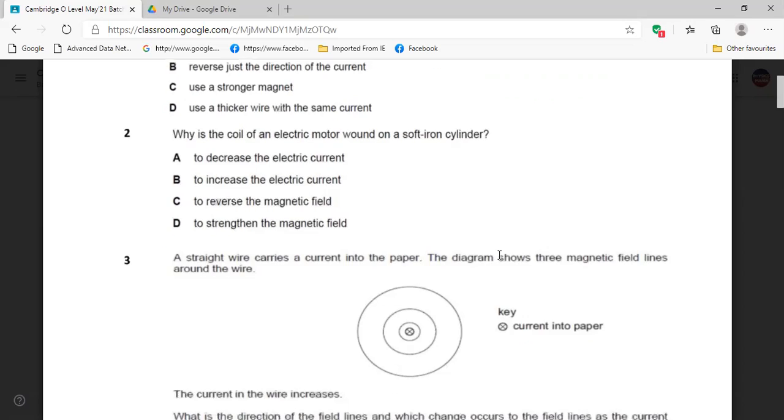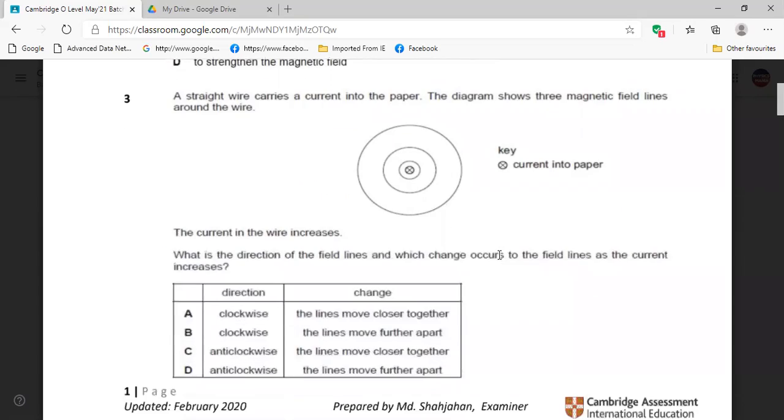Easy, right? Now question 3. A straight wire carries the current into the paper. The diagram shows three magnetic field lines around the wire. The current in the wire increases. What is the direction of the field lines and which change occurs to the field lines as the current increases?